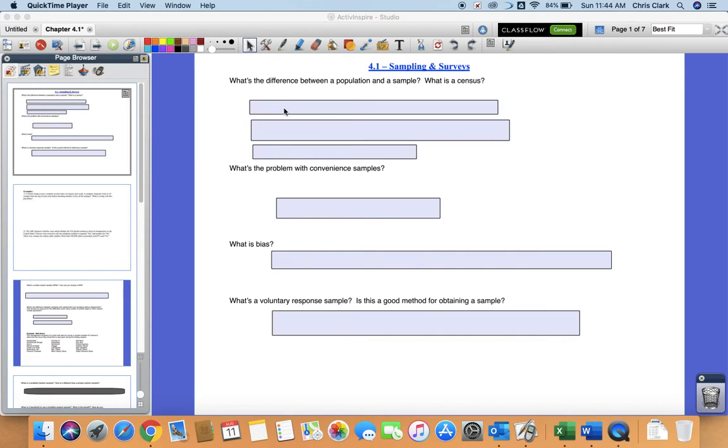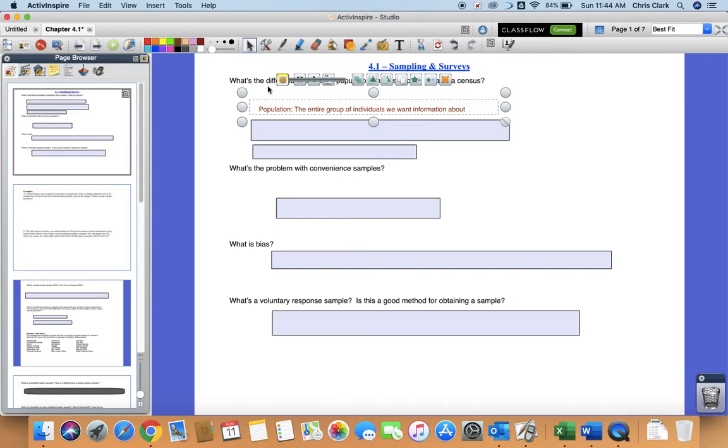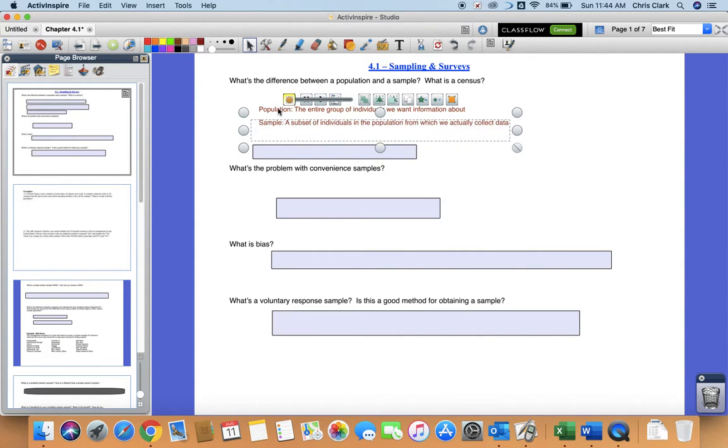A population is all of the things, like the entire group of individuals that you want information about. So if you're looking at the GACS high school student body as your population, that's every student between ninth grade and 12th grade. That's your entire population. And let's say we're trying to figure out the average height of the entire high school student body at GACS. That's the information that we want. The group of individuals is the population. That's the student body.